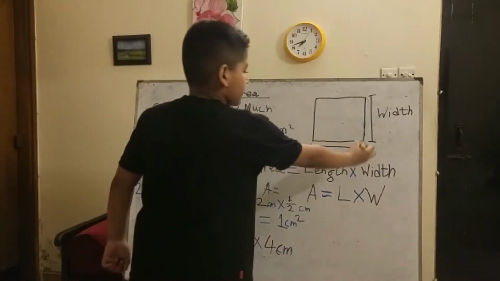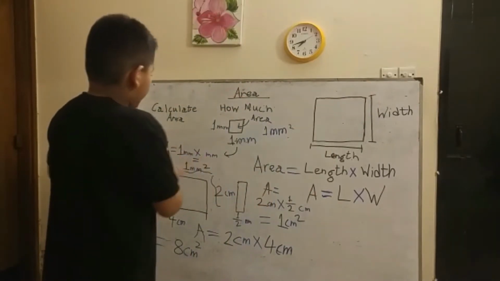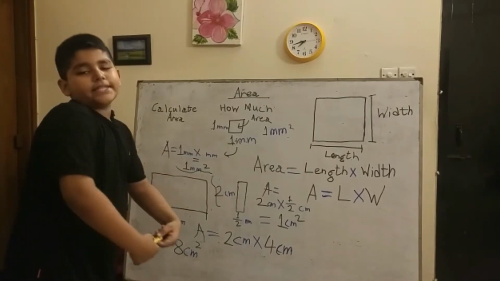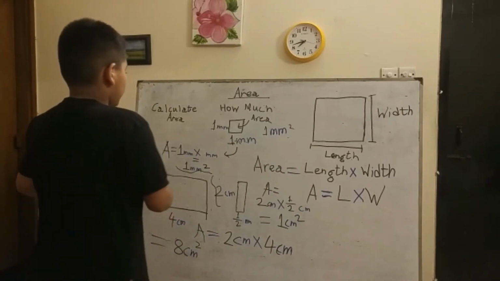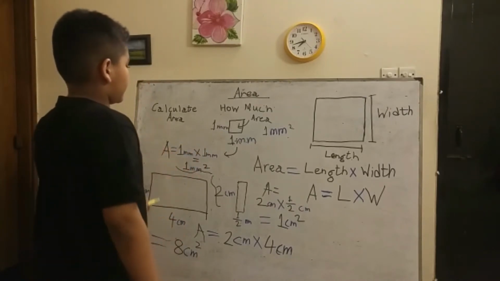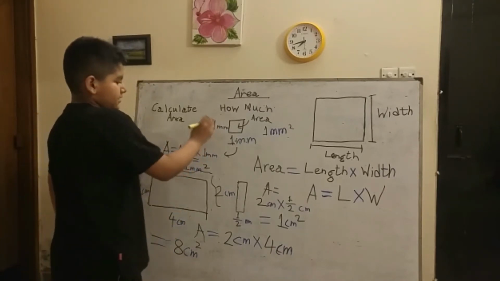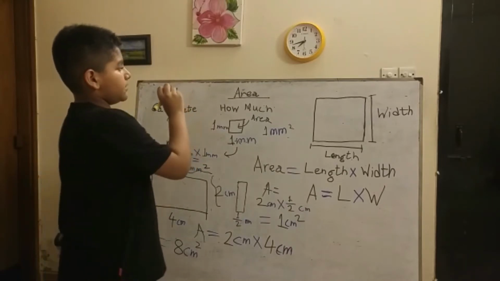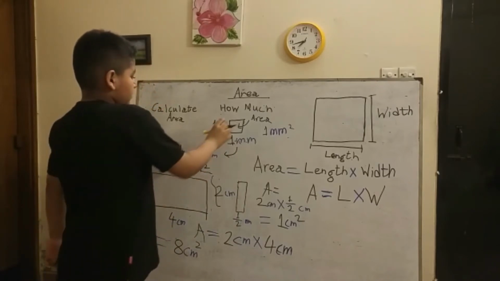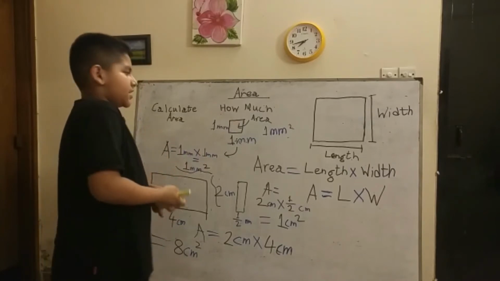This is the length of a shape. This is the width of a shape. So area equals length times width, which always happens in squares. 1 times 1 is 1 millimeter squared. Now, what this tells us is if there is 1 millimeter square, only one of them will fit here, which is very noticeable.